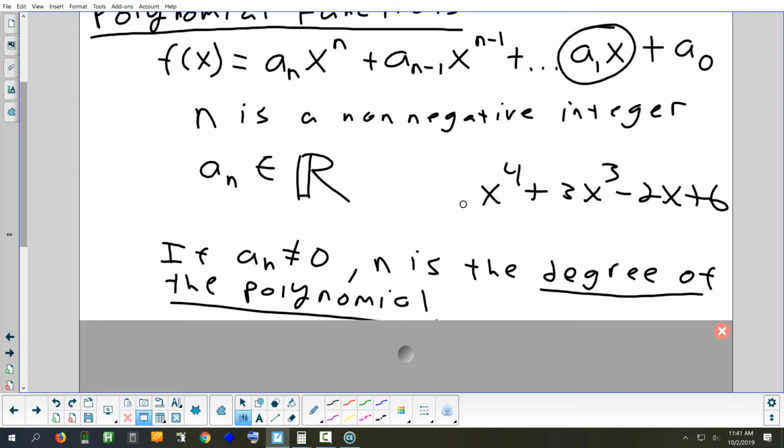Now, what if I did this? What's the degree of the polynomial now? 3. Why would you even write 0 times x to the 4th? It's like that's not even there anymore. So don't say that it's degree 4 because there was a 0 in front. Okay? Also, you've got to be careful they don't do something like this.